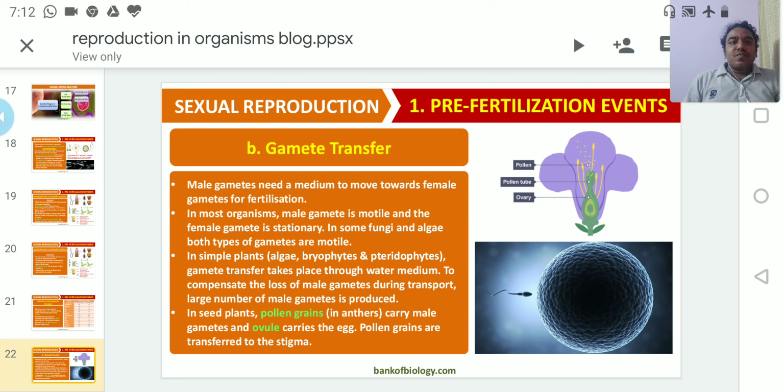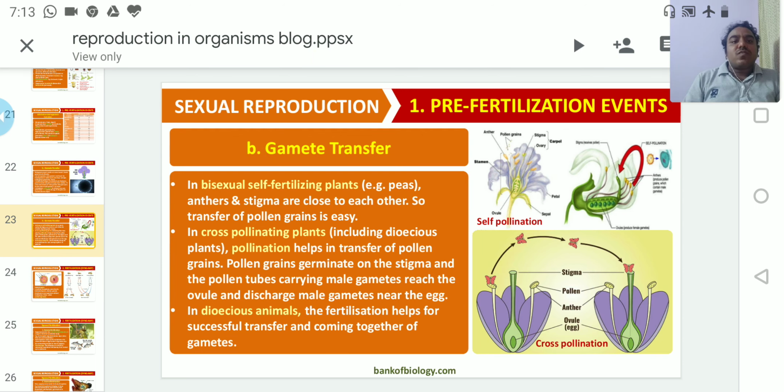And in seeded plants, especially gymnosperms and angiosperms, okay, the pollen grains come from the anther. Okay, that is a male reproductive structure. That is, pollen grains carry male gametes and the ovule carries the egg. The pollen grains are transferred onto the stigma. So this process is also known as pollination. Okay, the transfer of pollen grains from the anther to the stigmatic surface of the female reproductive structure of the flower is known as pollination, isn't it? Yeah. So after this one, what will happen?